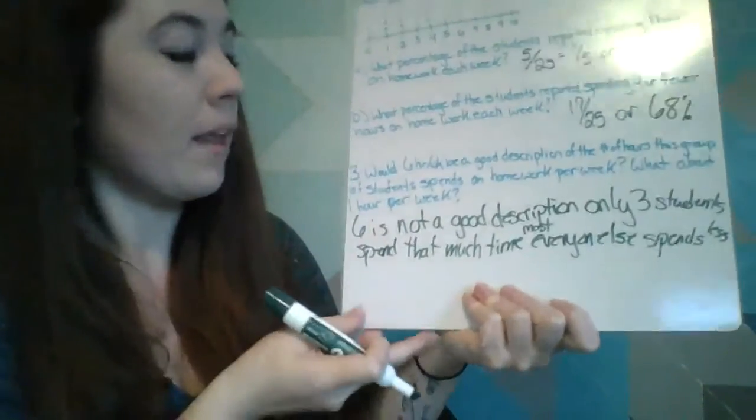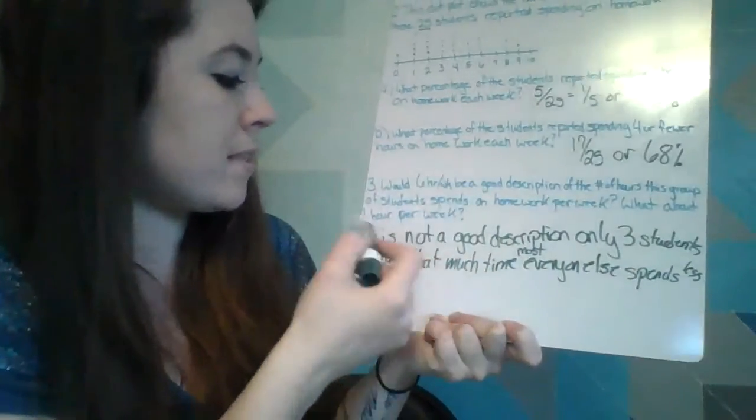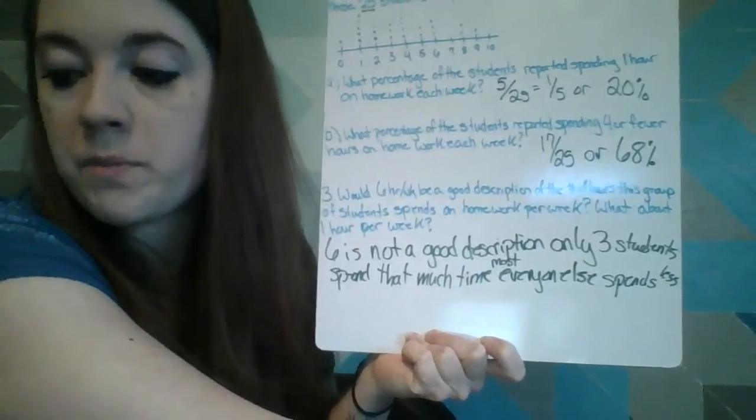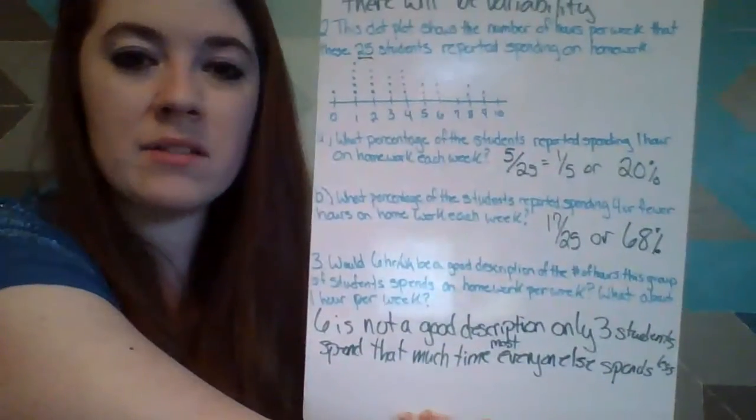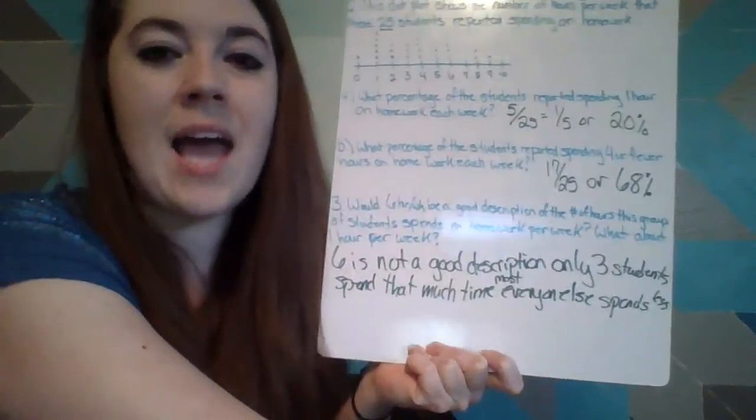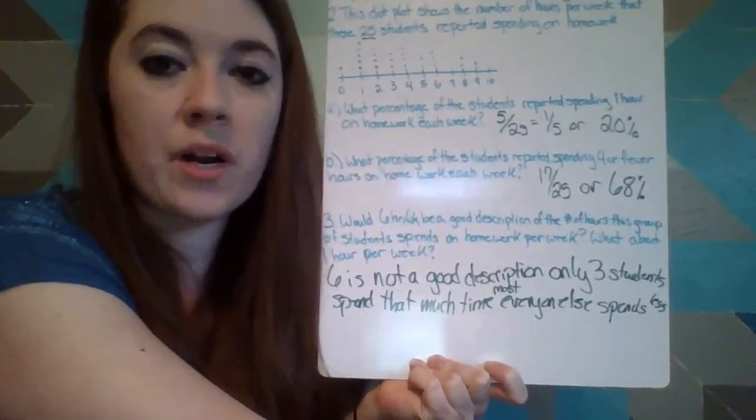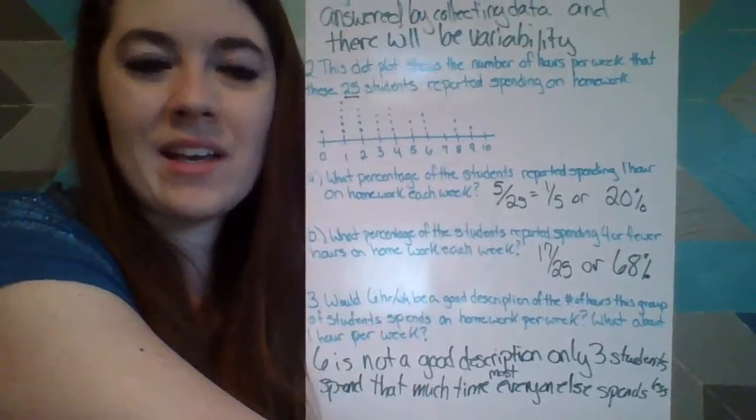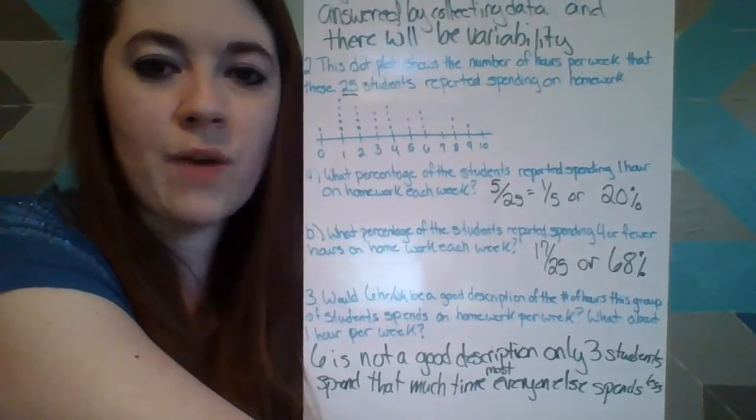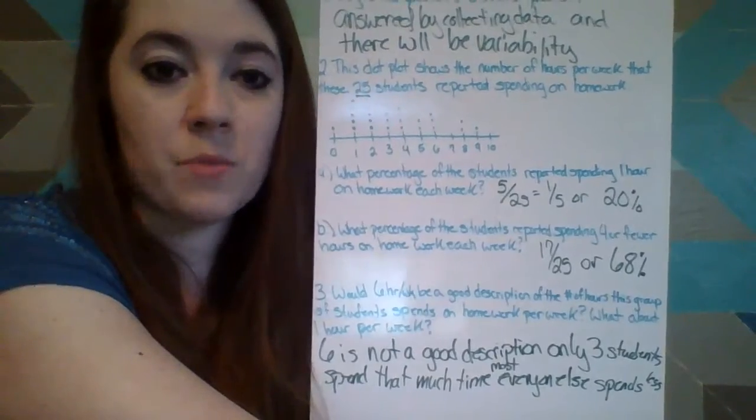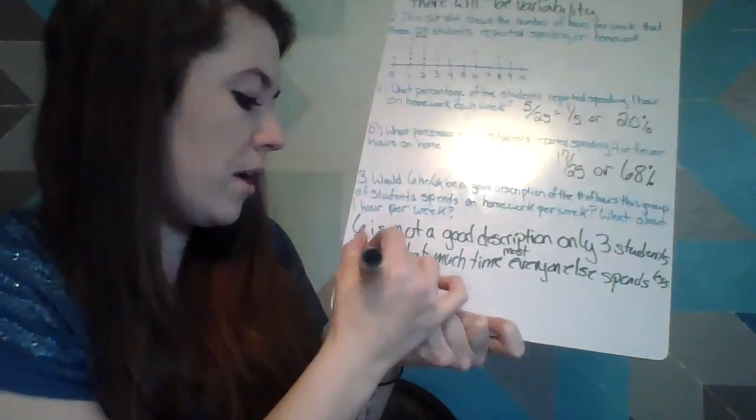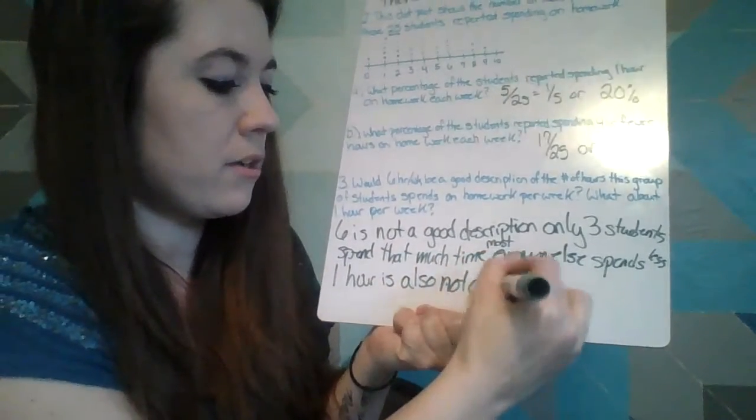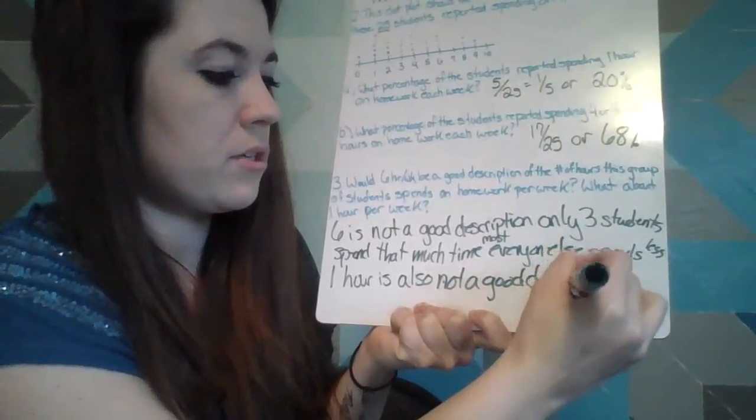So the second part of this, what about 1 hour per week? Is that a good description of the number of hours? Only 1 hour? While 1 hour does have the majority, the most students reported 1 hour, if we look at the rest of the data in there, it's not really going to be 1 hour. There's a lot of students who reported 2 hours and 4 hours and 3 hours as well. So 1 hour is also not a good description.